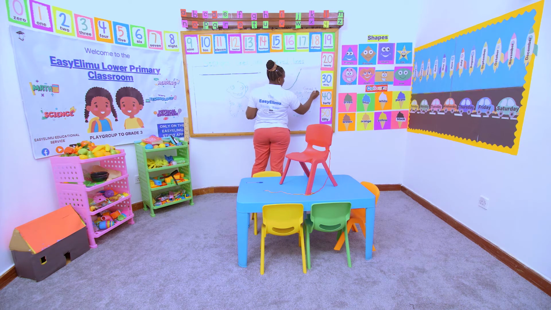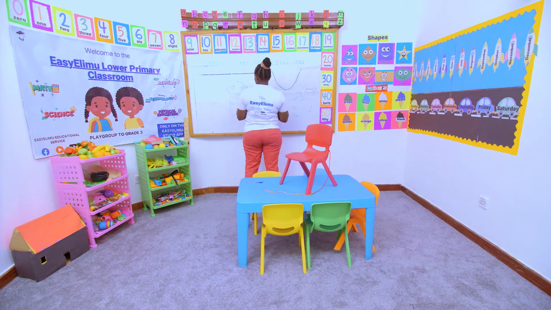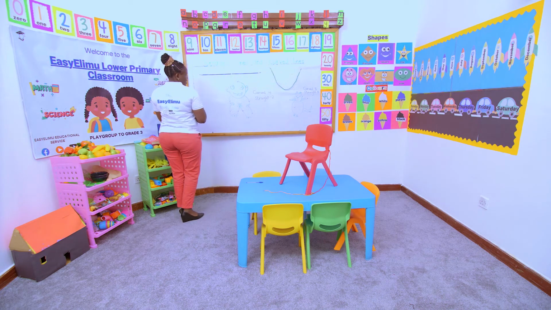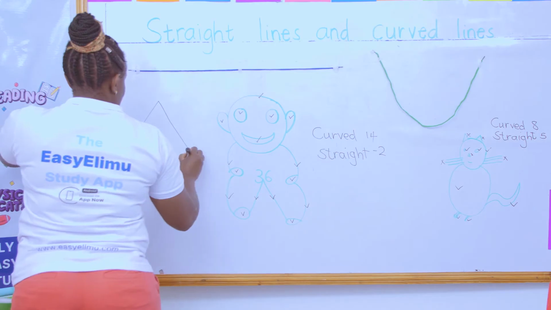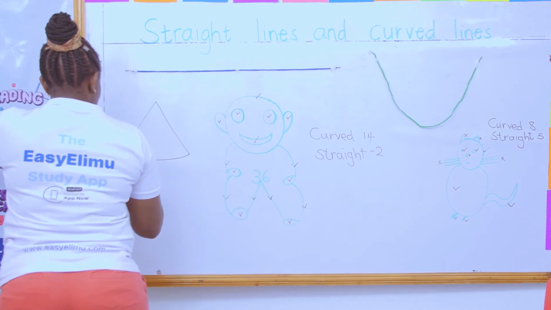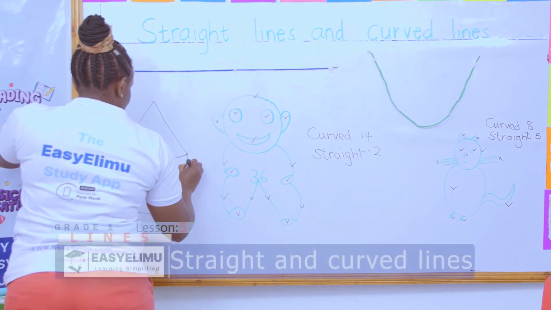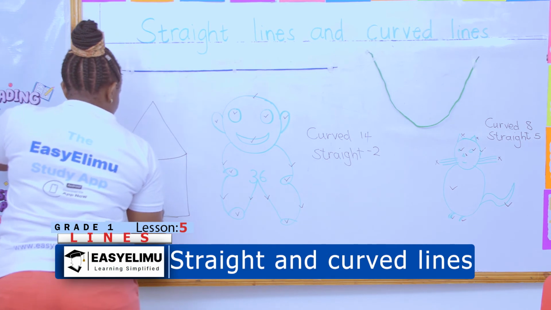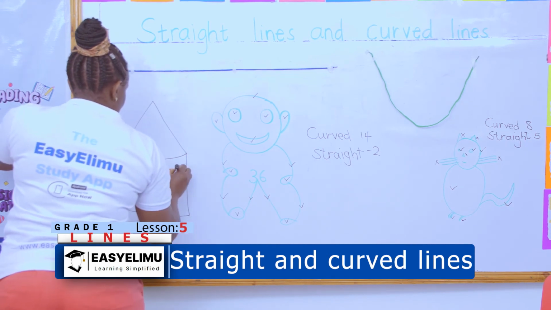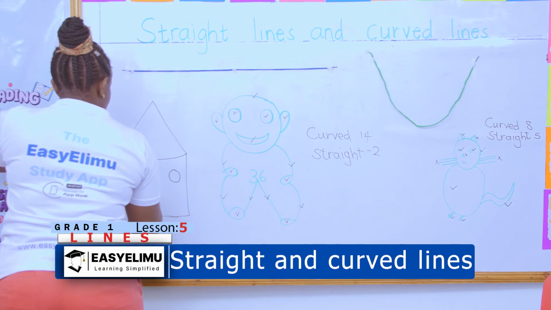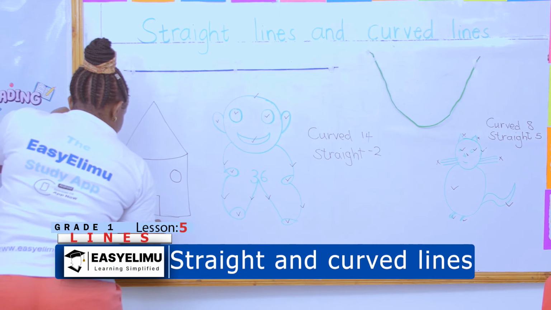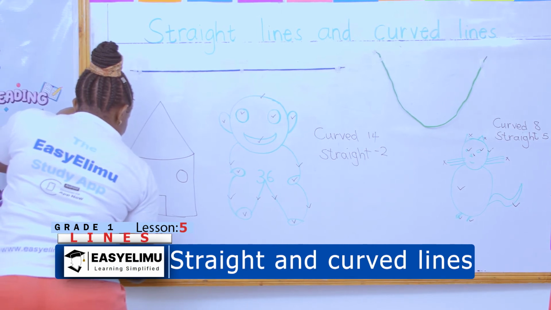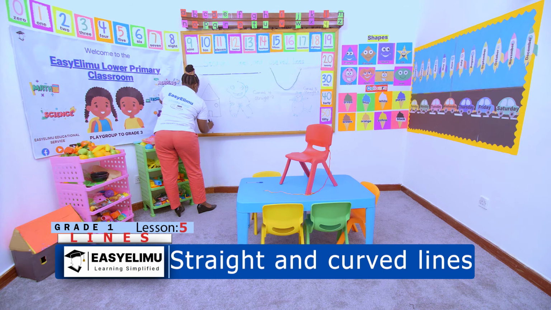Which other thing do you want us to draw? I want to give you an assignment. Now, I want you to identify how many straight lines and how many curved lines are on this heart. So, identify the curved lines on the heart and the straight lines on the heart.